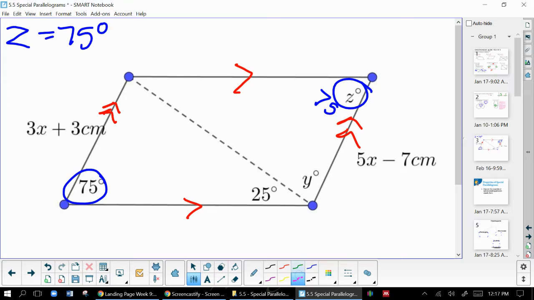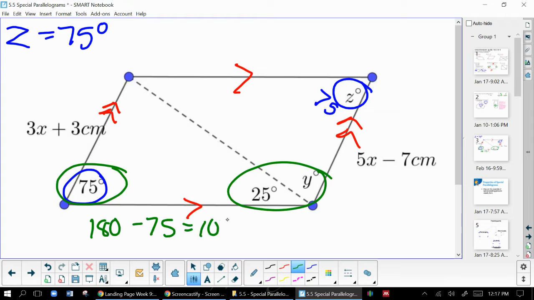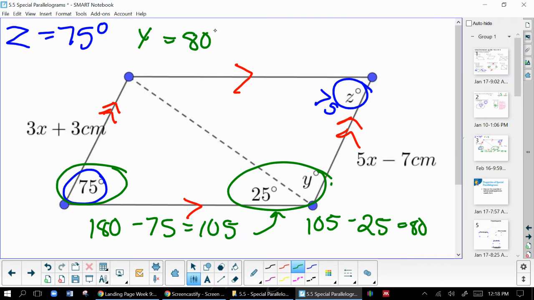The next thing I might want to do is find y. And one thing we know is that if you take those angles there, they have to add up to 180. So if I take 180 minus 75, I get 105. That's this whole angle. Now I know this part's 25, so 105 minus 25 is 80. And so y has to equal 80 in this case.